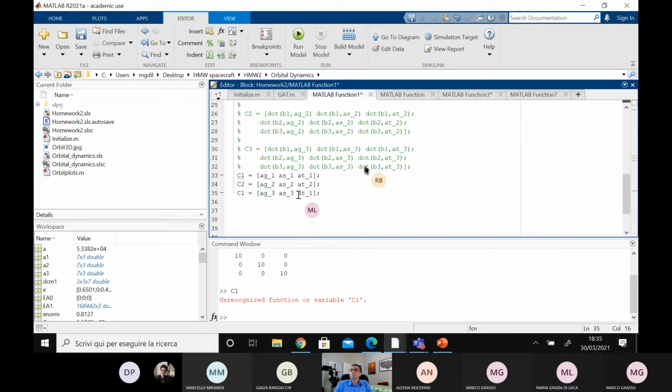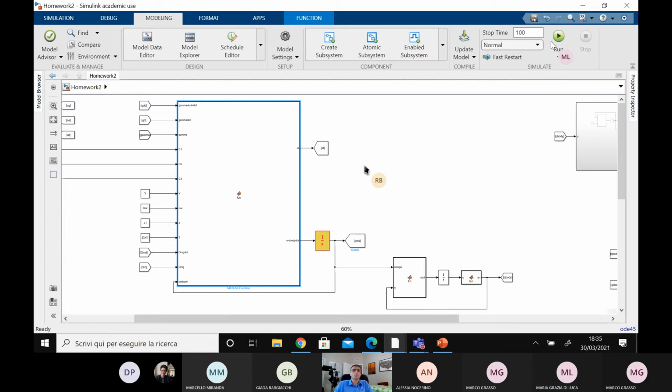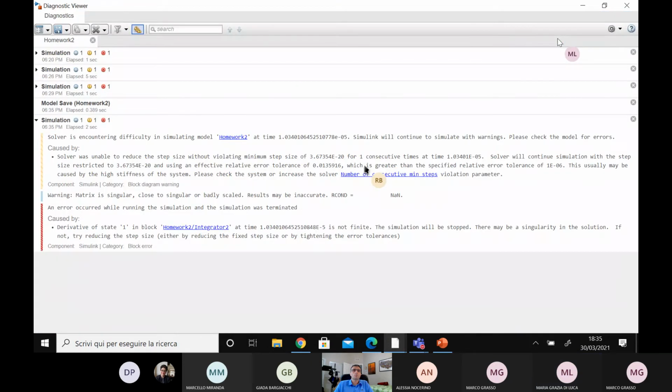Unless there's a typo in the previous matrices, it should be the same. Okay. In fact, that's not the problem.